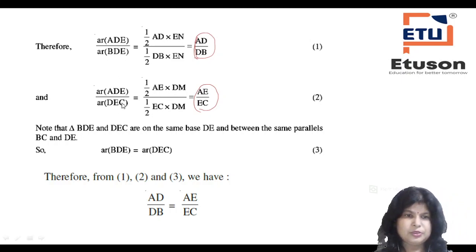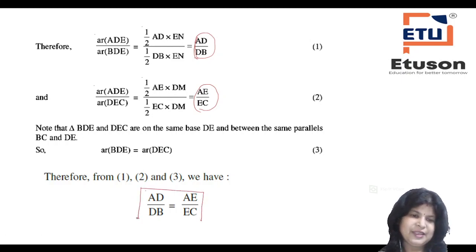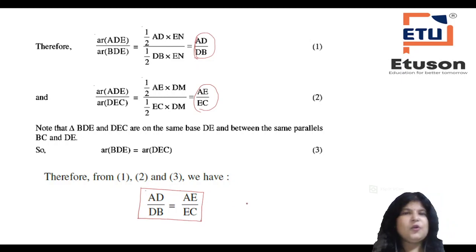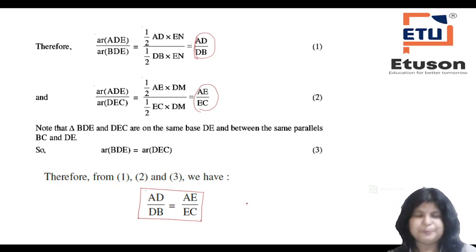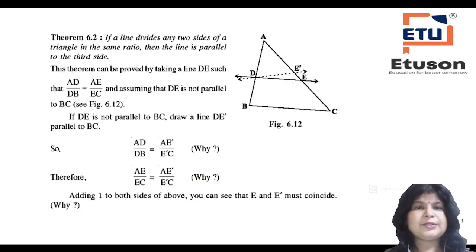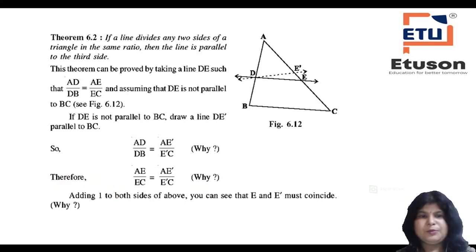So if you substitute this, that means these two are the same. Okay, so if these two are the same, then equation 1 is equal to equation 2, and you get AD by DB is equal to AE by EC. Correct, children? Hope you have understood this theorem. Okay, so now let us go to the next theorem. It is a smaller one.